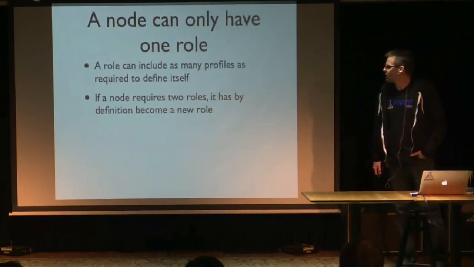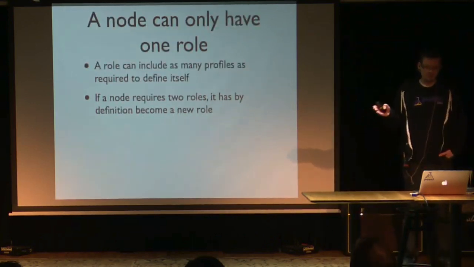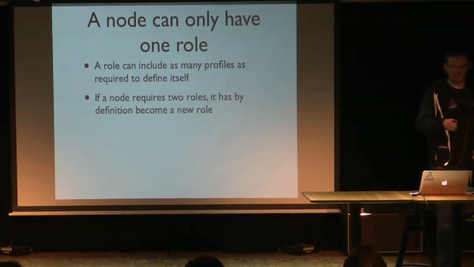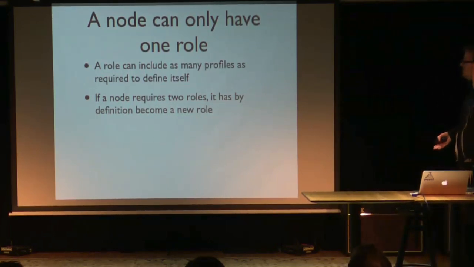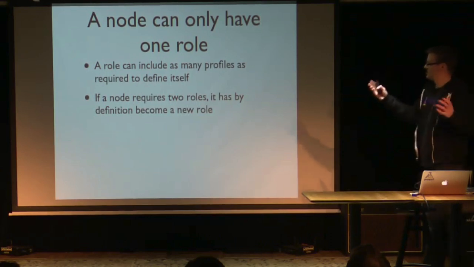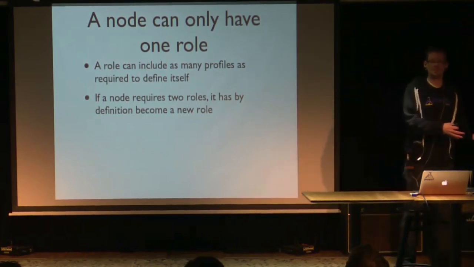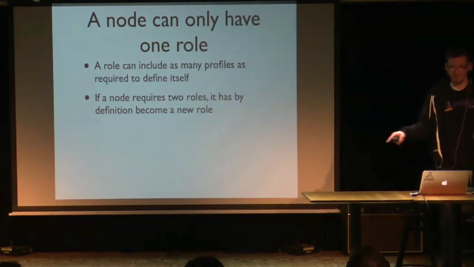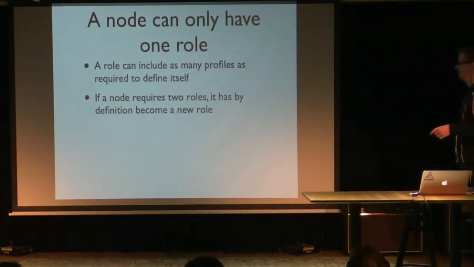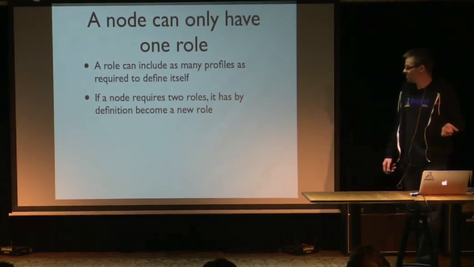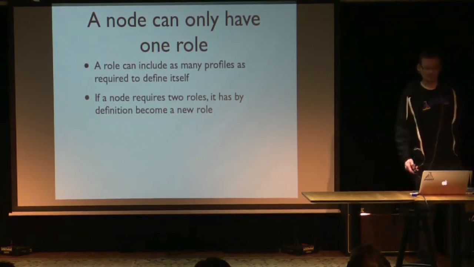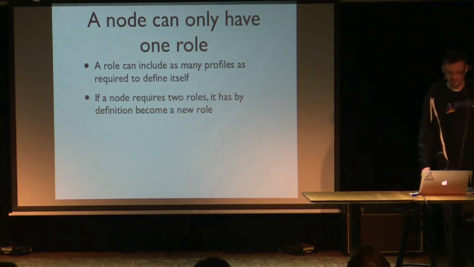So there's one rule which I've always done with roles, and that's a node can only have one role and no more. So it can include as many profiles as it wants to define itself. If it needs 10 profiles to be a something, that's fine, but it can't be two somethings at the same time. So if a node requires two roles, by definition, it's become a new role.